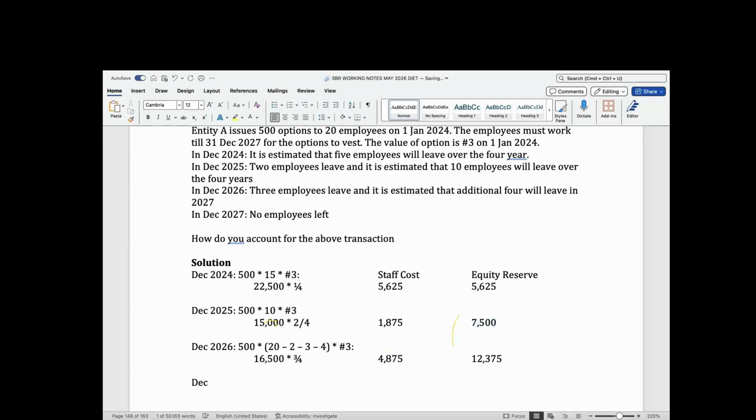Now, in December 2027, I'm told that no employees left. So how many people are remaining now? Because this is the vesting date. Lola, how many people are remaining now? How many people are actually going to vest?